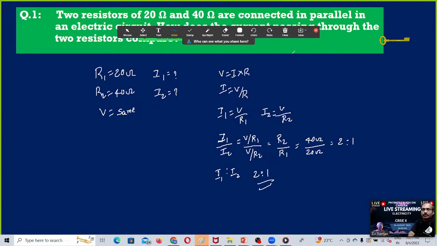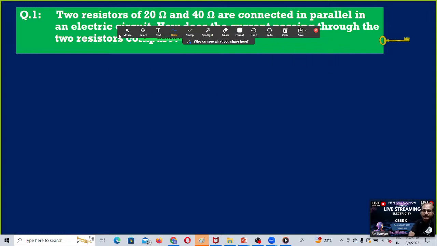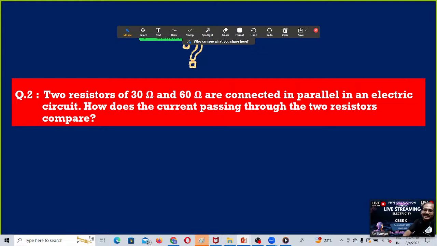So this is the way we need to write the 2 marks question. Next question. Yes, almost a similar kind of question. Why is V the same? This is the question a student is asking. Here I'll make it clear.